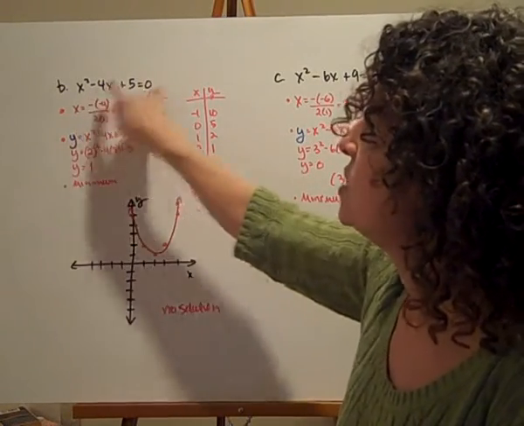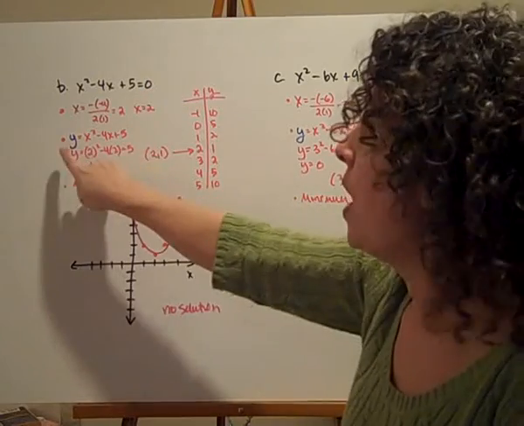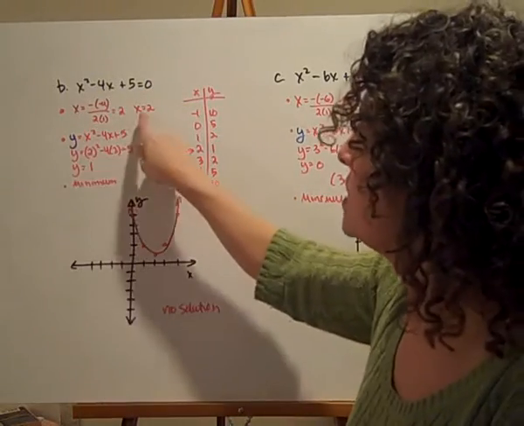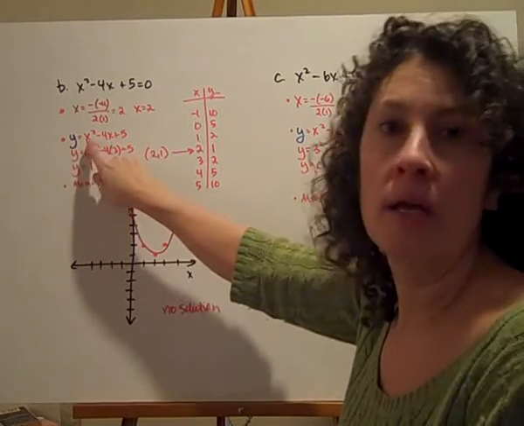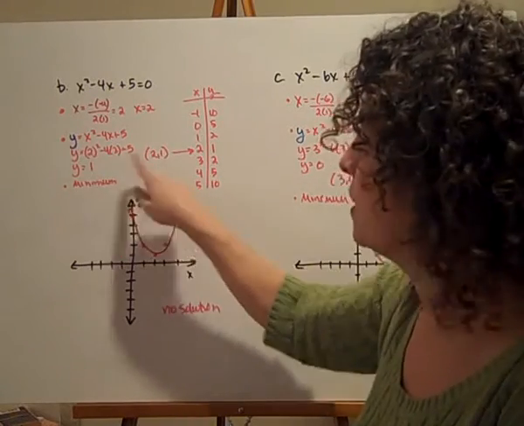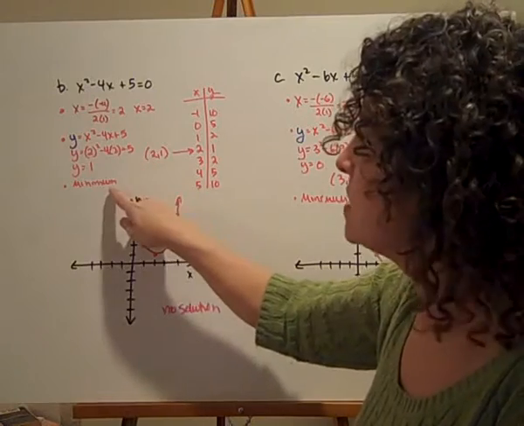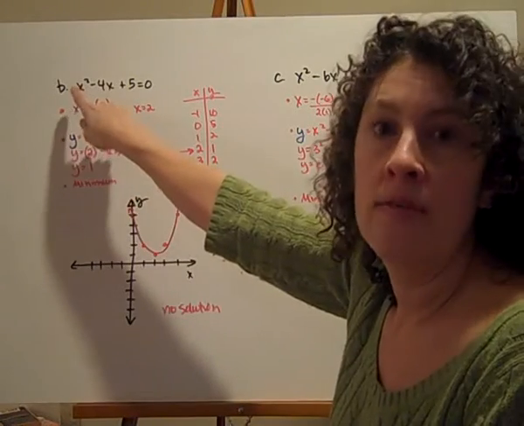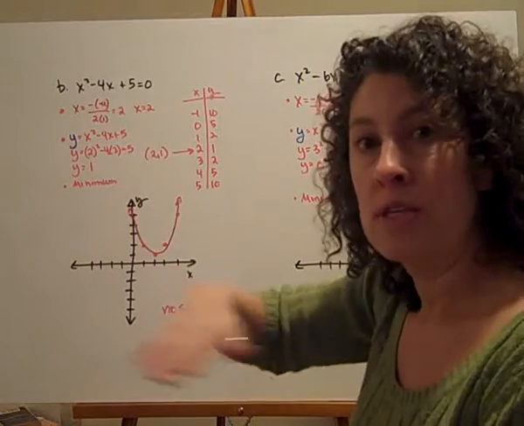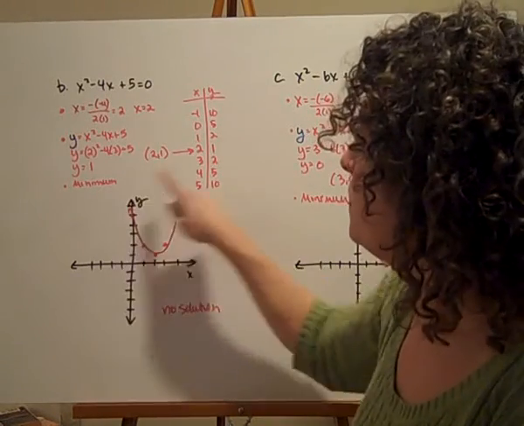I'm going to take my equation, I'm going to replace the 0 with a y, and now I'm going to give myself some inputs and outputs. So I'm going to take my axis of symmetry and plug that in for my x value. So I plug that in and I get an output of 1. So my vertex is 2, 1. I know this is a minimum because my a value is positive, so I know my parabola opens upwards. My vertex is at the bottom, so this is a minimum.